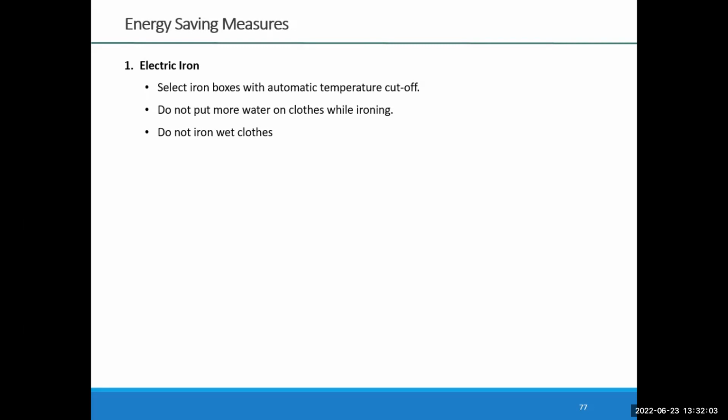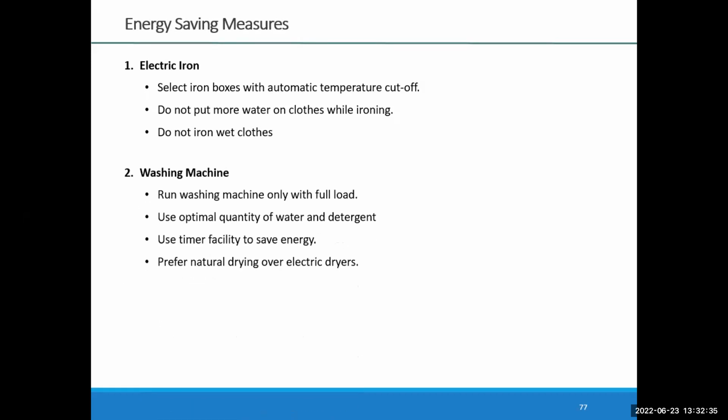That means there will be steam iron boxes which will actually give the steam and we can iron the clothes properly. But sometimes when that option is not there, we try to sprinkle some water on the clothes, which will actually increase the load. That means it will reduce the temperature of the heating element, and again the iron box will try to increase to the set point, and this way it will be working more. And also do not iron wet clothes. That is also one area we should understand.